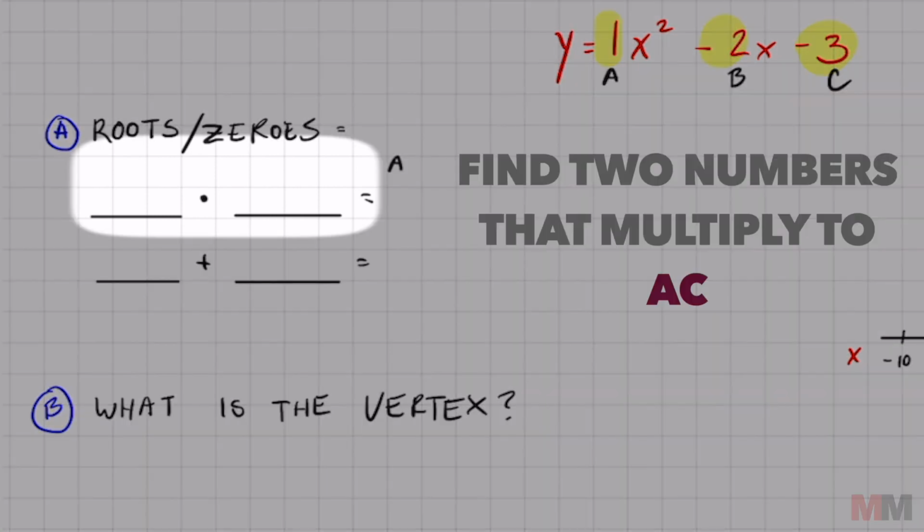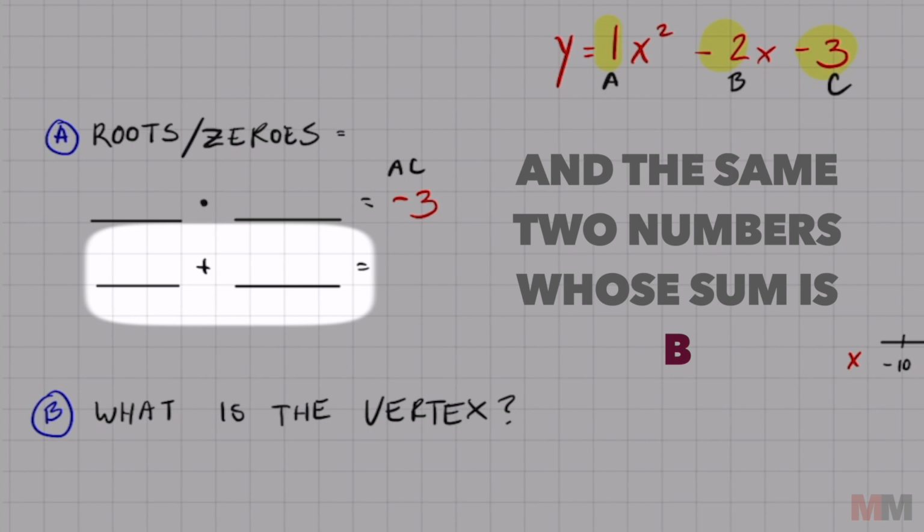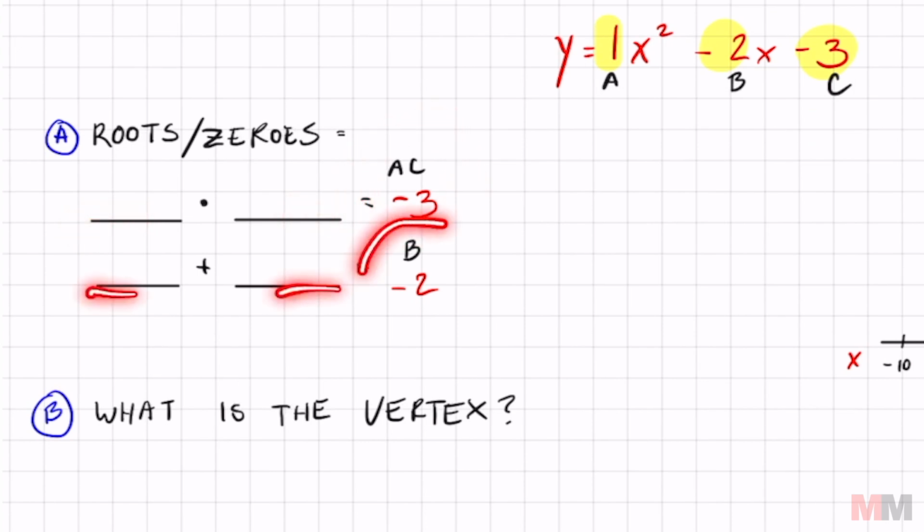You're going to try to find two numbers that multiply to A times C. That's just 1 times -3, which is -3, and they got to add up to B, and my B is -2. So try to think of two numbers that multiply to AC and the same two numbers that add up to B. And I explained that fast, but I do got a video on it if you want to check it out. Anyways, if this is a negative number right here, then you know that one of the numbers has to be negative.